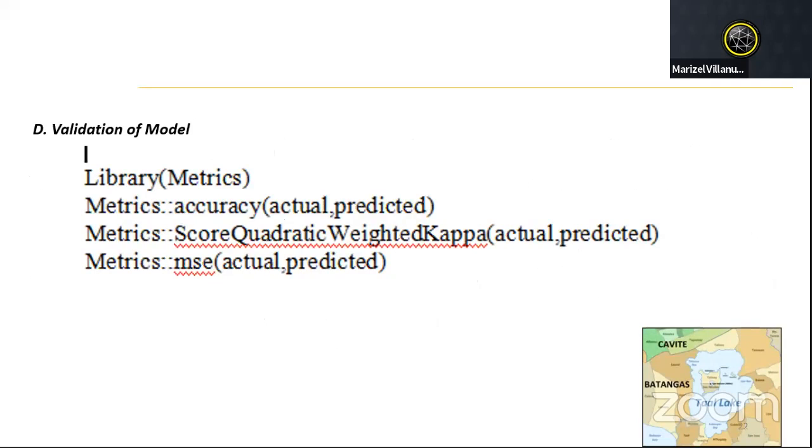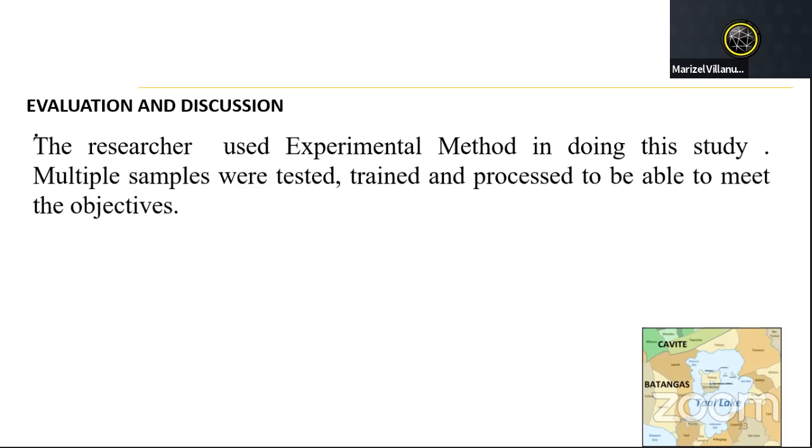So this is the code and validation of the model in R. It's so easy to call those metrics in R. I use the library Metrics, and then the comparison of the actual and predicted, the score quadratic weighted kappa, and then the mean squared error. So the researcher used the experimental method in doing this research.